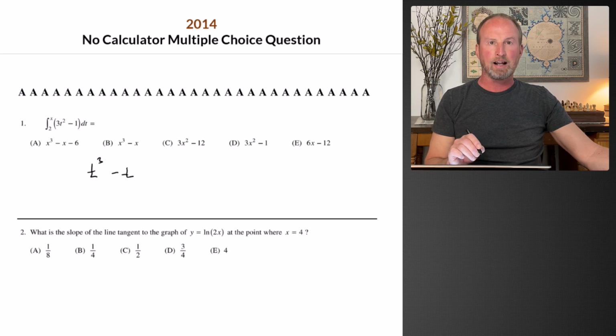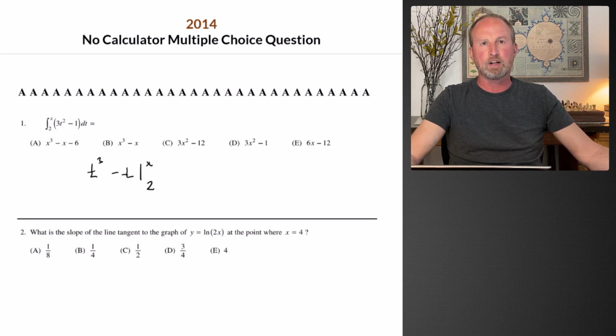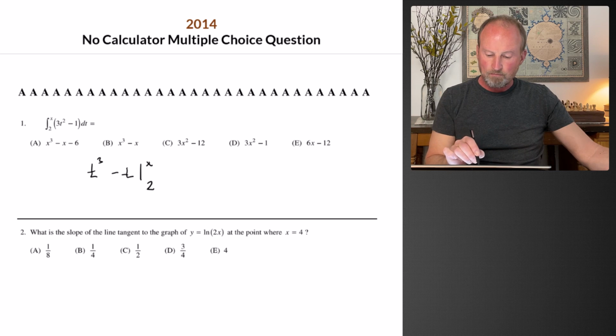So there's our antiderivative. And now I'm going to use the fundamental theorem of calculus, and I'm going to evaluate that from 2 to x. Now I know on a multiple choice test you don't have to show all your work, but I want to show work again because this is more of a tutorial as we go. Hopefully it's not too painful, and you can go a little faster if you need to.